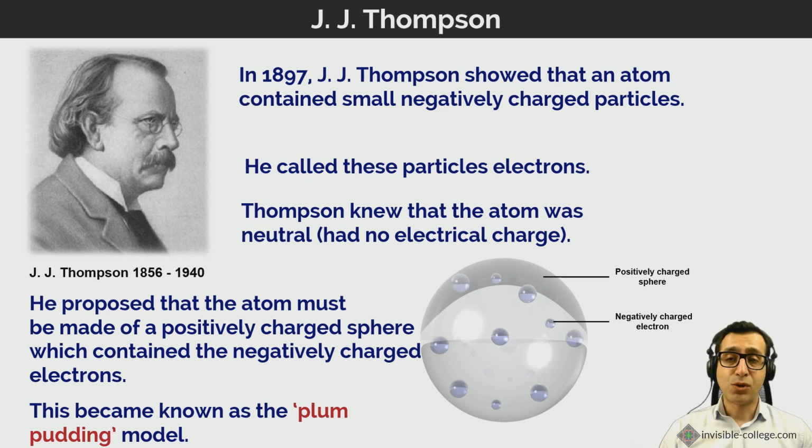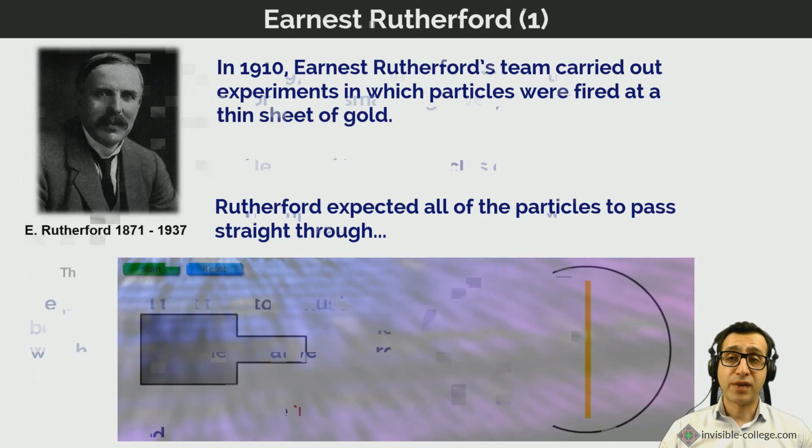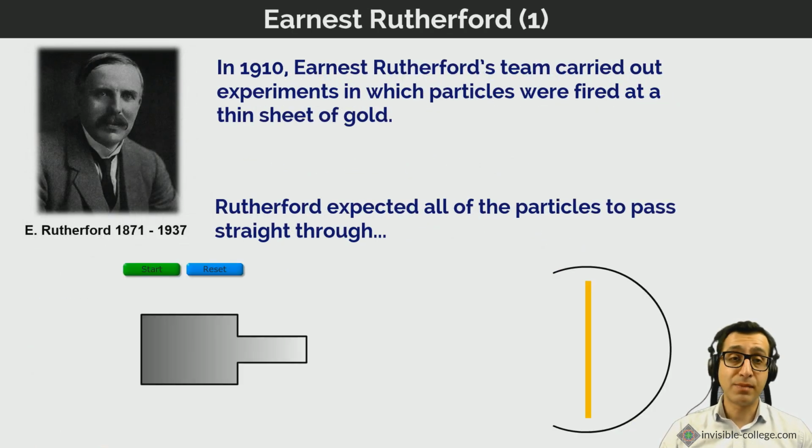So the next scientist who developed the idea of atoms further was Ernest Rutherford. Now in 1910, he and his team of scientists carried out a series of experiments where they fired alpha particles at a very thin sheet of gold film. Now Rutherford expected all of these alpha particles to pass straight through the gold film, but in fact he found something else was happening. So this is a very simplified diagram to show Rutherford's experiments.